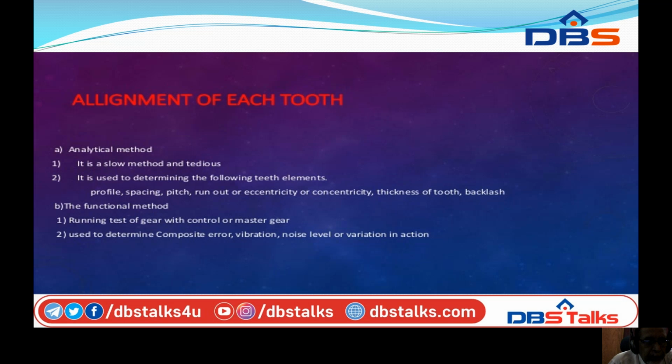Analytical method. It's a slow and tedious method. It's used to determine the following teeth elements, that is profile, spacing, pitch, runout, eccentricity or concentricity, thickness of tooth, backlash. The functional method: running the test gear together with a complete master gear.